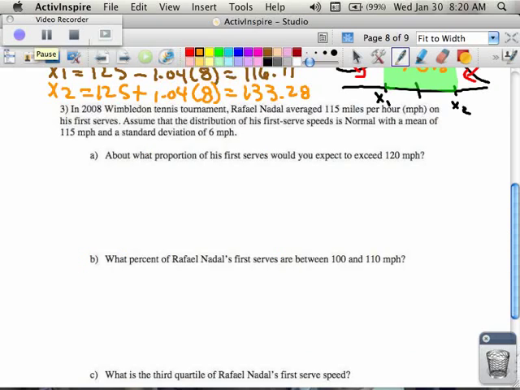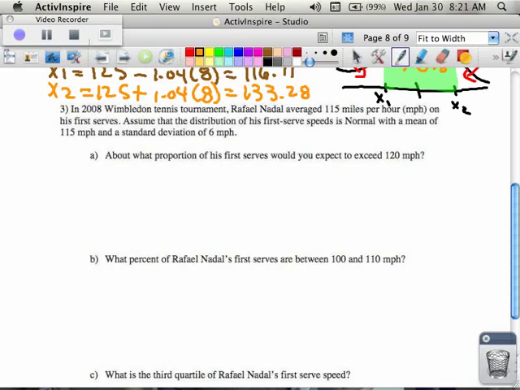In the 2008 Wimbledon tennis tournament, Nadal averaged 150 miles per hour on his first serves. Let's assume that it's normal. Again, all of our statistics is dealing with normal distributions. And it has a mean of 115, but a standard deviation of 6. What proportion, remember that means the same as area, probability, percentages, of his first serves would you expect to exceed 120? What's the first thing I probably should do? Draw a picture. Then find a Z.